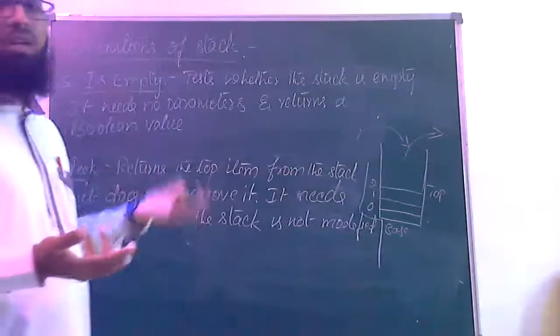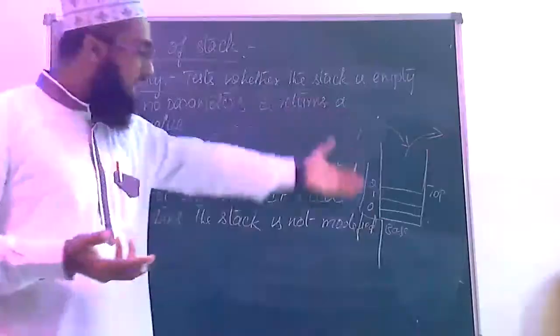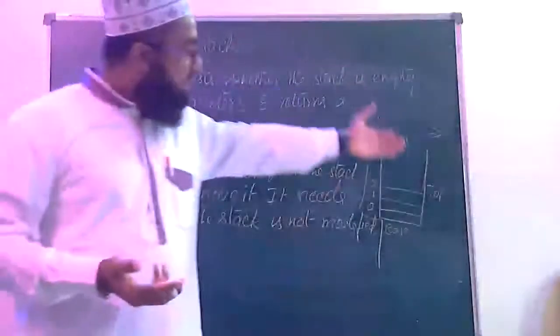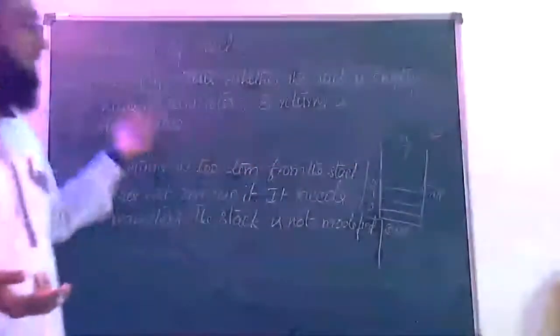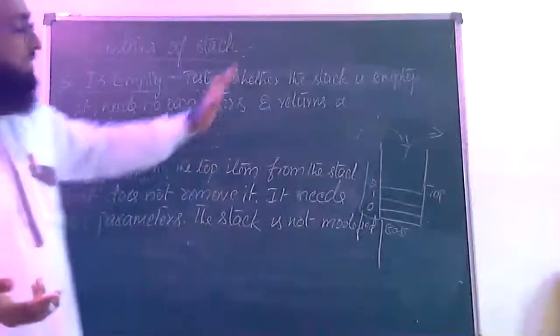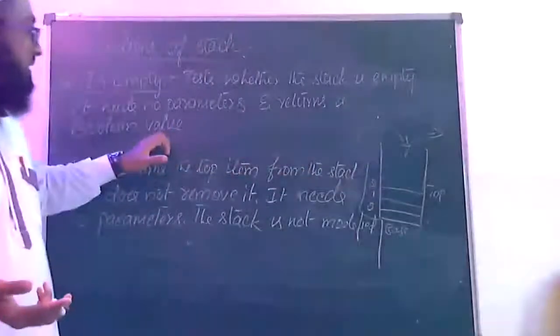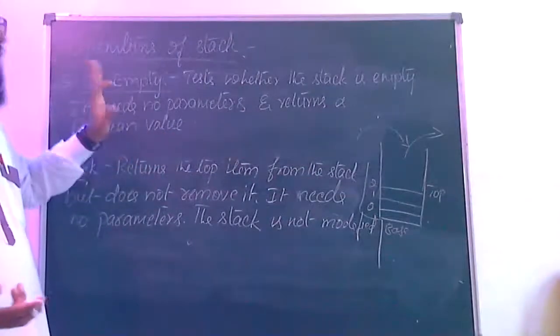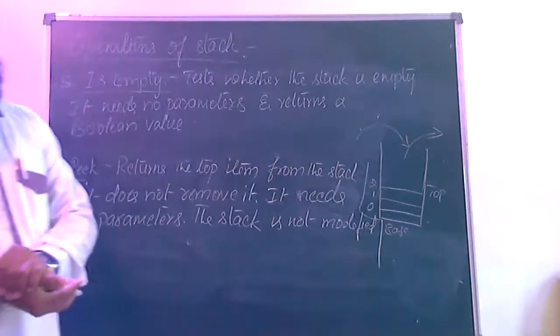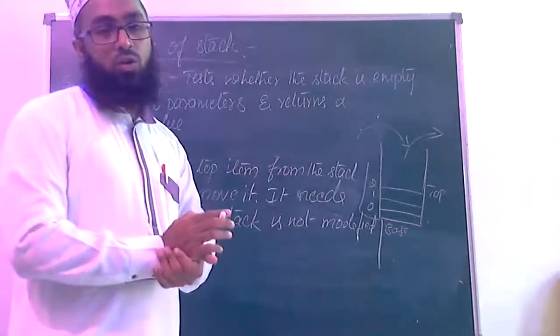0 and 1 are the boolean values. If the stack is not empty, then it will return 1. If the stack is empty, then it will return 0. That means a boolean value. The is empty operation is used to check whether the stack is empty or not.